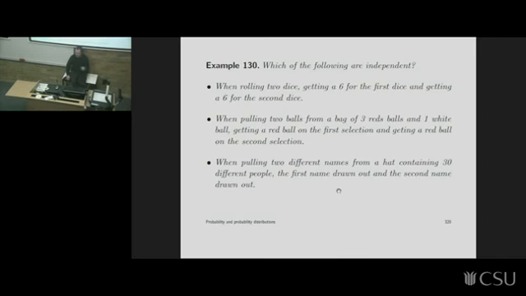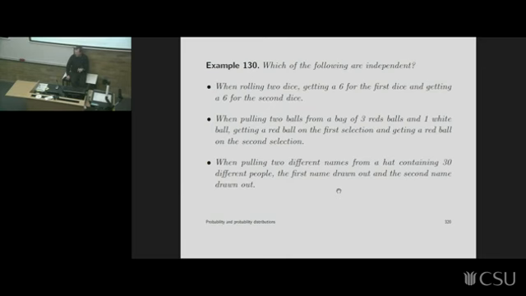So when you pull the first person out of the hat, you're not putting them back in. That's the big deal. If you put them back in, they're independent. It's the fact you're not putting them back in where the problem comes in. You've got a 1 in 30 chance of picking someone the first time, and the second time you've got 29 names to pick from, so there's a 1 in 29 chance of picking an individual person. The probabilities are changing. So yes, there is a dependency, because whoever's picked second can't have been picked first.